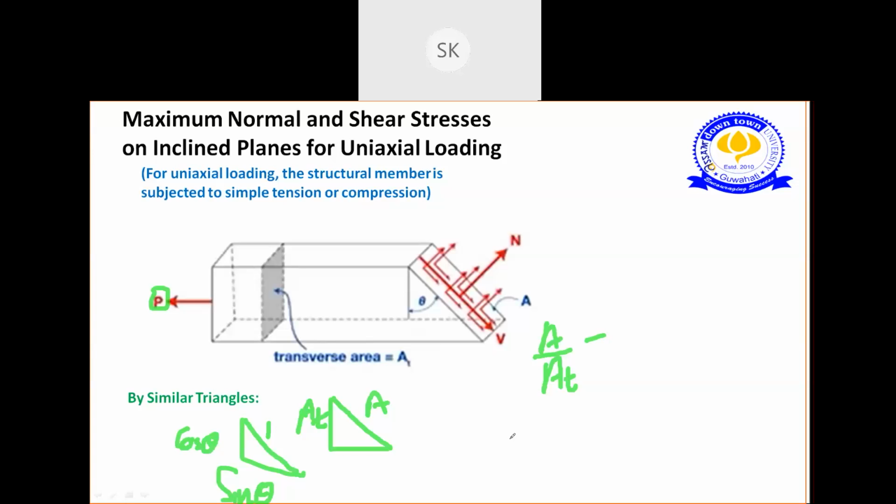Yes, ma'am. Okay, so let's move to the next slide. So basically we got A equals A0 by cos theta.